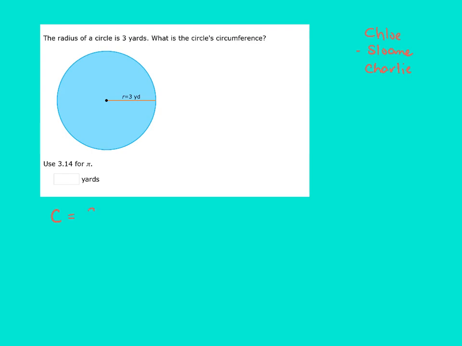The circumference formula is 2 pi r. And remember, it just means 2 times pi times r. So if the radius is 3, if they give that to us, we're good because you just have to plug that in. So it's 2 times pi, which is approximately 3.14. Remember, we're always using that no matter what. That's our pi for this class. And r is going to be 3 yards.